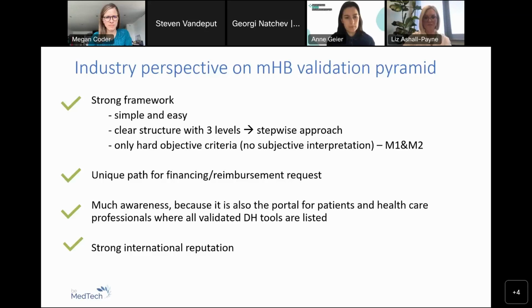Thirdly, there has been much awareness. It's a national portal that citizens and also all types of healthcare professionals can look at to know which apps are validated by the government according to certain criteria. And it also has a strong international reputation, given the fact that I already introduced this in so many panel debates, but also to national governments abroad.